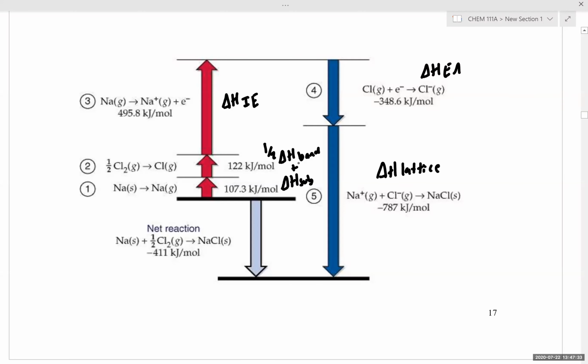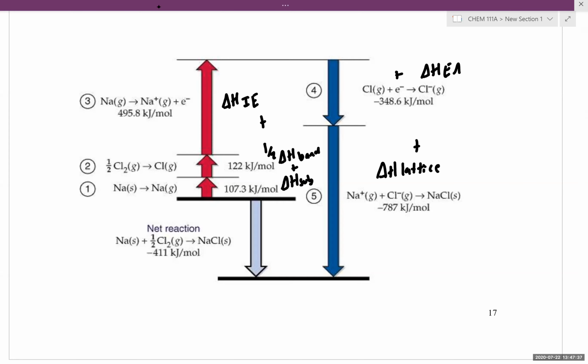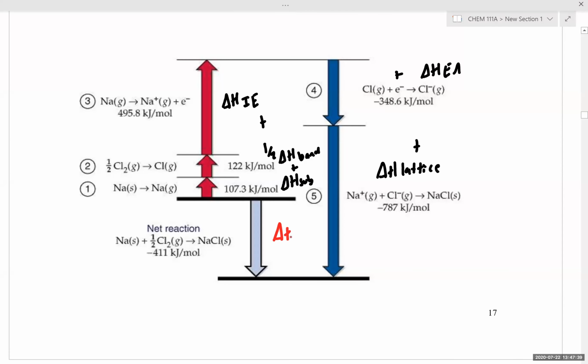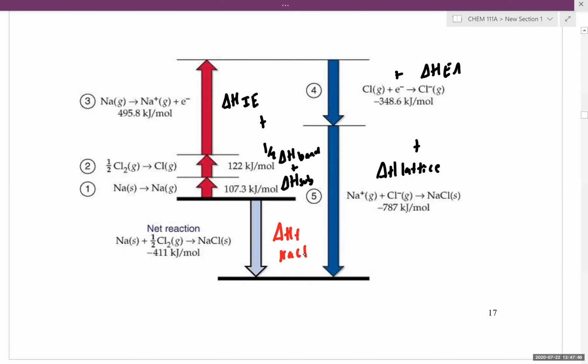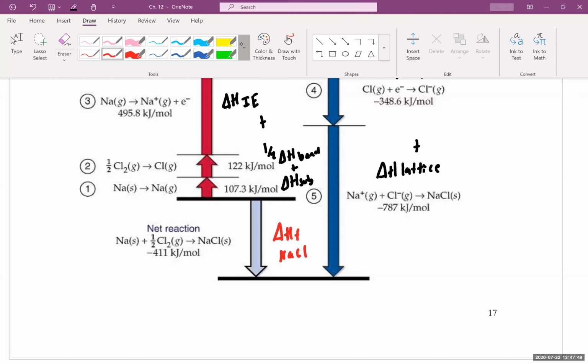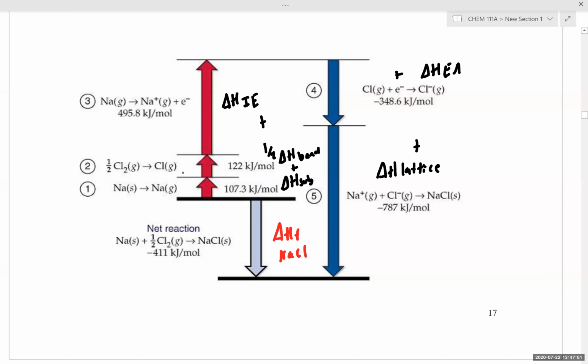So if we add up each of these individual steps together, that gives us our enthalpy of formation for sodium chloride. Okay, so now that we have an idea of how the Born-Haber cycle works, I would encourage you, if you're stuck on any of these questions, to just start drawing a picture and making sure that everything cancels out and yields your desired equation, just like any Hess's law problem.